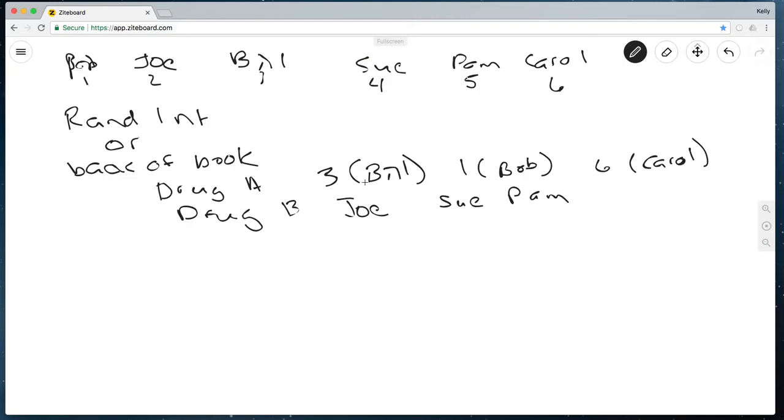When you're taking the test, I want to see the numbers for sure. And I want to know where you got them from. Did you use random int or did you use a table? And then from there, I need the names too. Don't just tell me 316 and assume I know what you're talking about. Give me the actual names to get full credit.